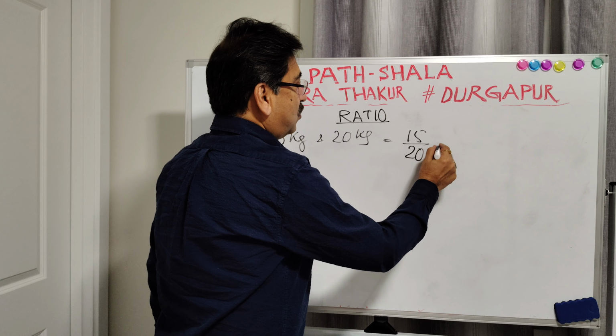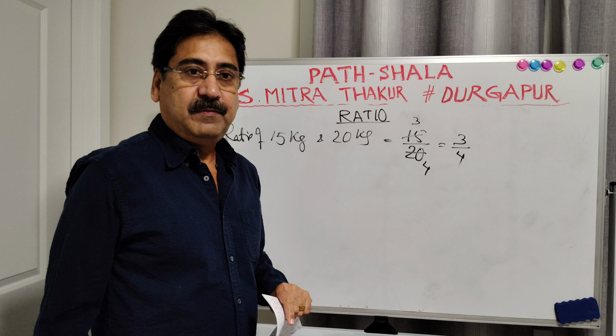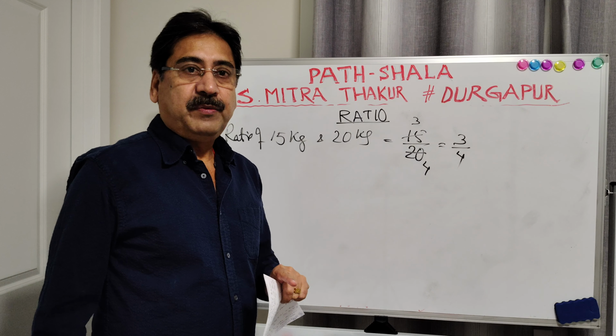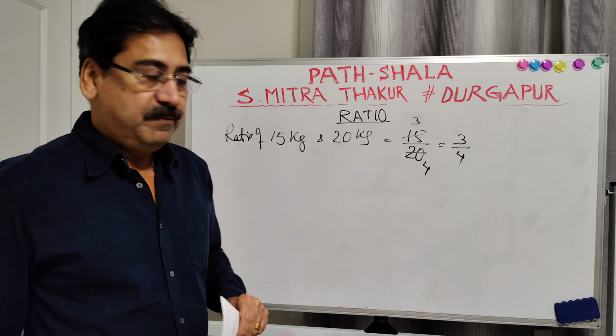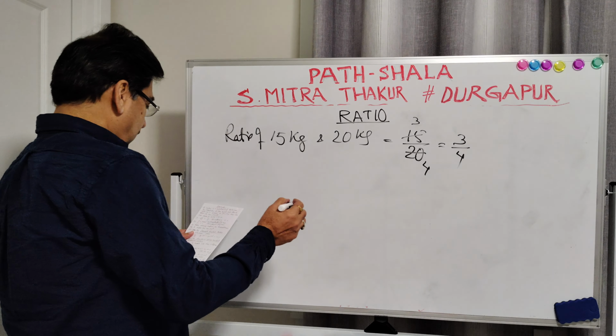What is the characteristic of ratio? There is no unit of ratio. In a ratio, you get a numerator and a denominator. The numerator, 3, is called the antecedent and 4 is called the consequent. And a ratio is always expressed in its lowest term. That's why I cut the numbers 15 and 20 by 5 and then I get 3 by 4.